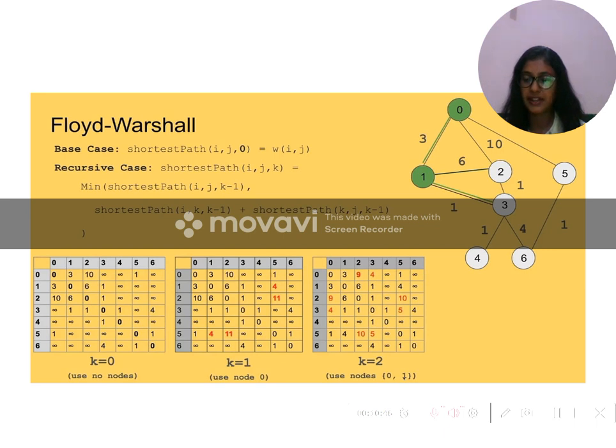So I can keep doing this and use the new nodes each time, and once I have used all the nodes, this matrix will have the shortest path between all i and j. This is the idea inside Floyd's Warshall algorithm, and there is no other trick to get the shortest distance between all pairs of nodes, other than adding intermediate nodes one by one and updating this matrix.